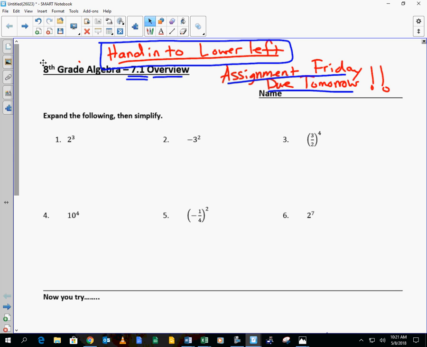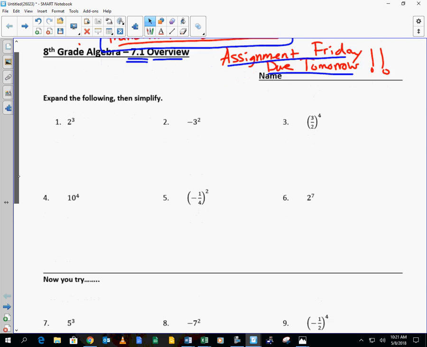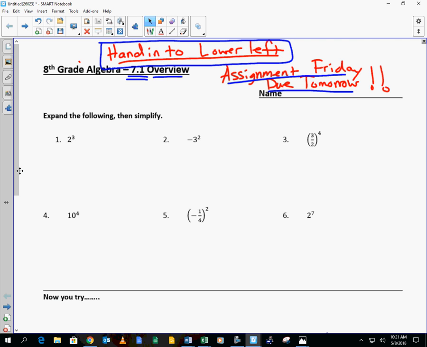So here you are. You should have this sheet. I believe that your substitute handed it out to you. This is an overview of what we covered in 7.1. You're going to hand this into the lower left-hand corner box when you are done. And you also have an assignment that was given to you on Friday. That is due tomorrow. Please make sure that you have that ready to go.